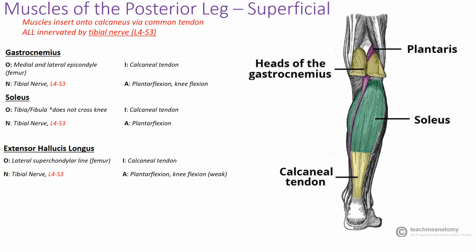Now as we go into the posterior part of the leg, remember that the posterior aspect of the leg has two subcomponents. There is a superficial compartment and a deeper compartment. So we're going to start with the superficial compartment, which is going to have three muscles. All these muscles are going to insert onto a common tendon, the calcaneal tendon, also known as the Achilles tendon. We're going to use calcaneal tendon in anatomy because it's going to insert onto the calcaneus, which is the bone at the back of the heel. All of the muscles in the posterior compartment of the leg, the superficial and the deep, are going to be innervated by the tibial nerve, L4 through S3. Okay, tibial nerve.